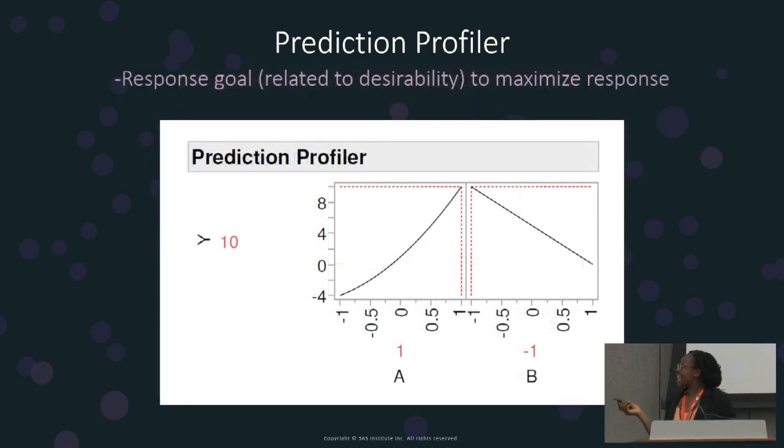Now, this is how the maximized desirability option works. In this particular example, the response goal is to maximize the response. When we select that maximize desirability option in the profiler, an optimization routine is run. And in this example, we see that our response is maximized when the factors A and B are at 1 and -1 respectively.